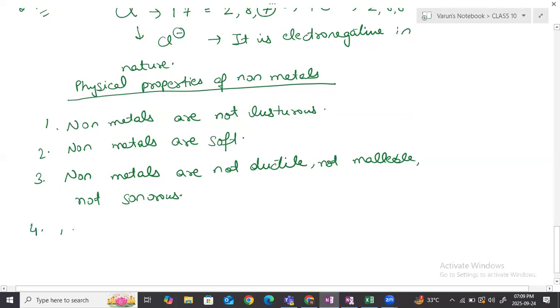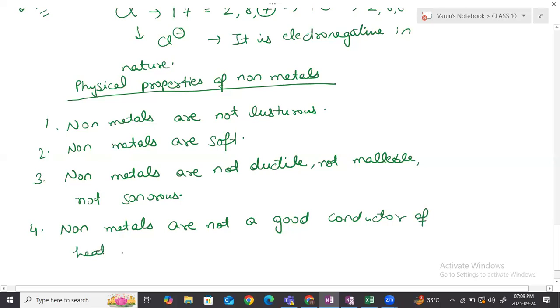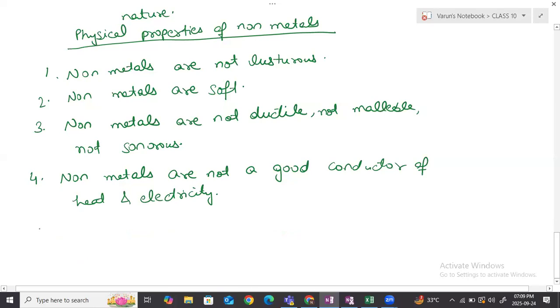Next point, we can say that non-metals are not good conductors of heat and electricity. Clear? Metals have high melting and boiling points because metals are hard, but non-metals are soft. So non-metals have low melting and boiling points. Clear?